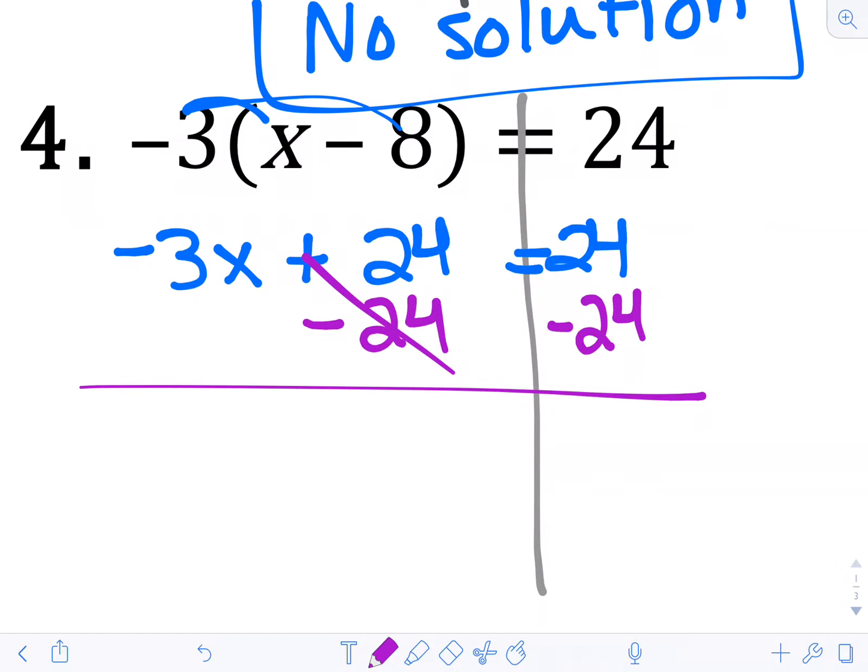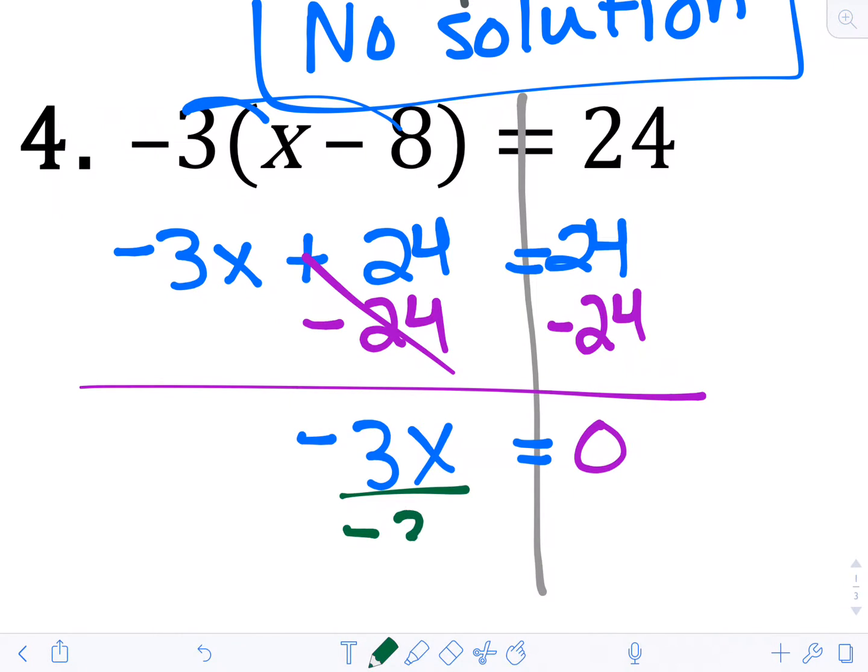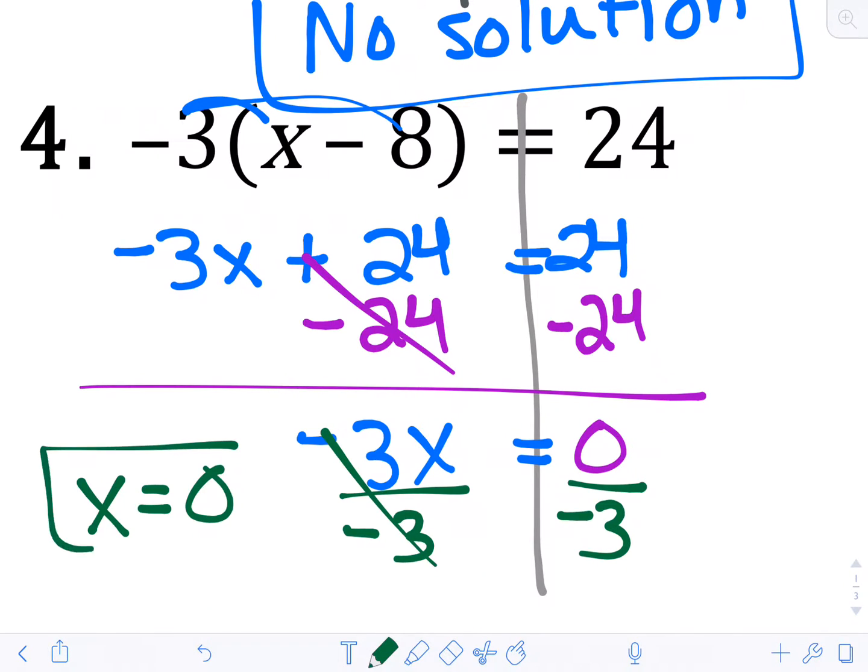And that makes this another unique situation. I still have a negative 3x, still have my equal sign, but 24 and 24, that just gives me 0. So I'm going to divide both sides by this negative 3, and when I do that, I just get x is equal to 0.